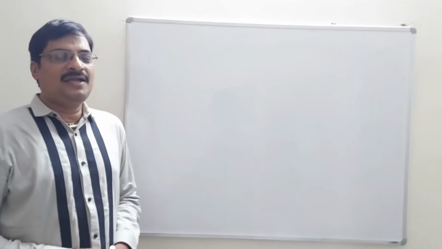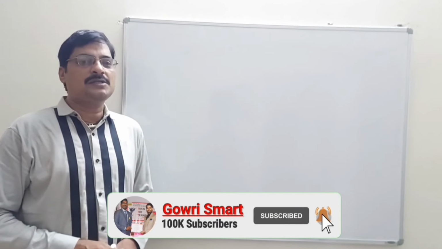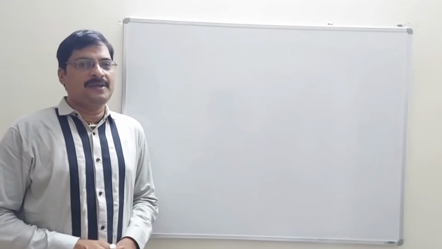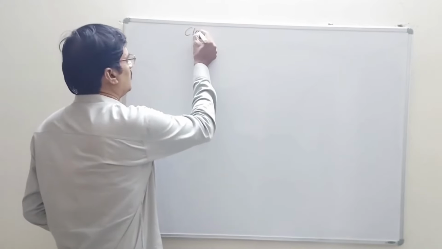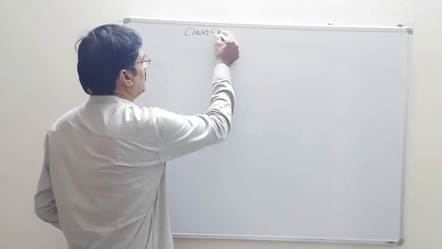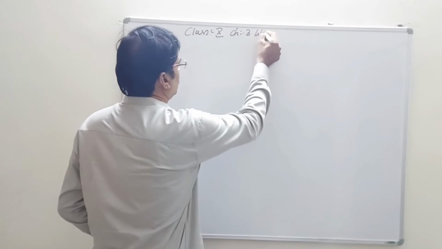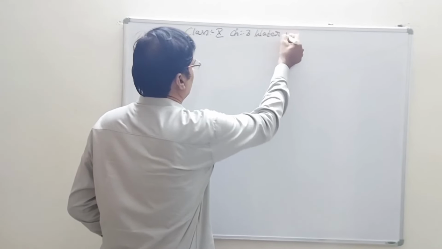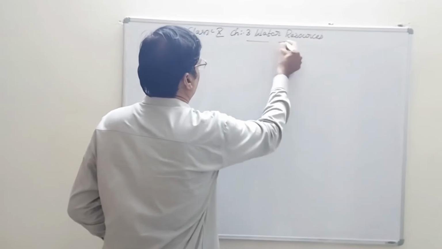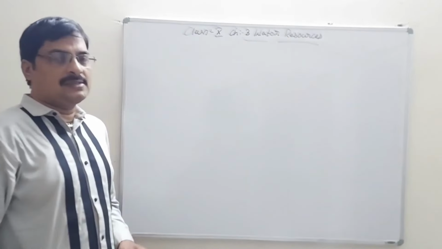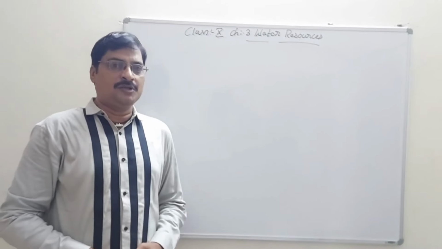Hi, today we are going to discuss chapter 3, Water Resources, a class 10 CBSE geography lesson. Water resources. Resources means what? Availability in nature.